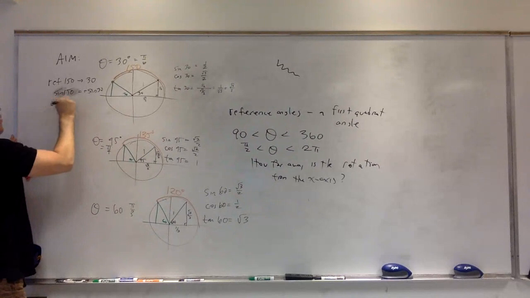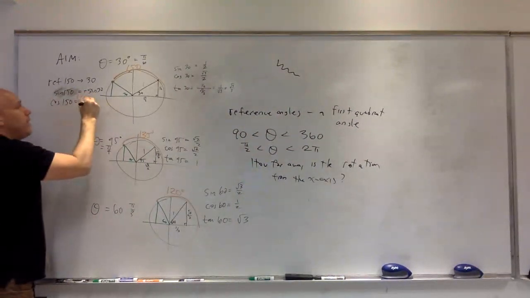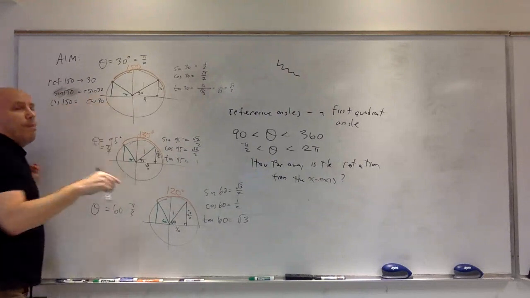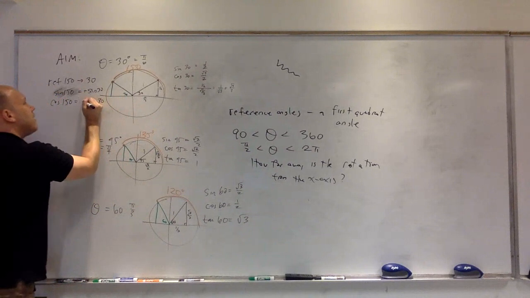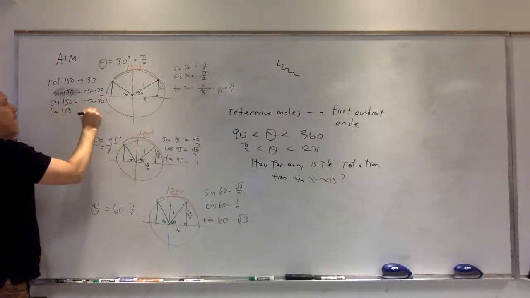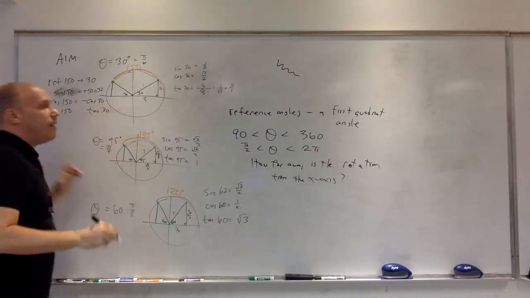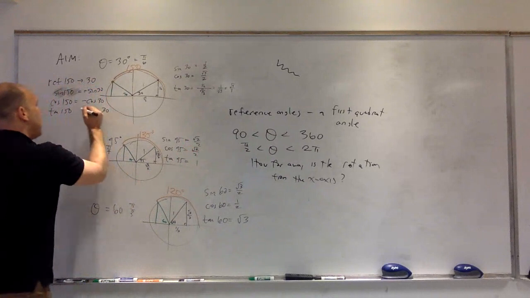Let's see what the cosine of 150 is. The cosine of 150, so the reference angle of 150 is 30, but because cosine is negative in the second, it's negative. Tangent of 150, the reference angle is 30, but because tangent is negative in the second, this is negative.